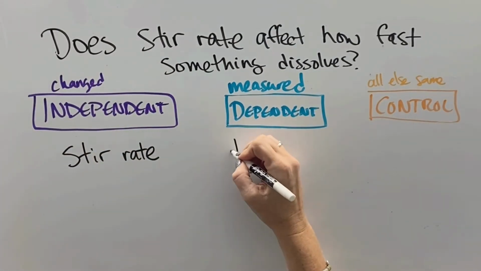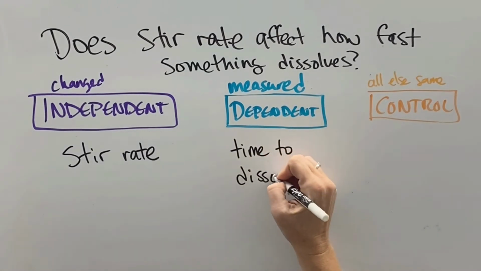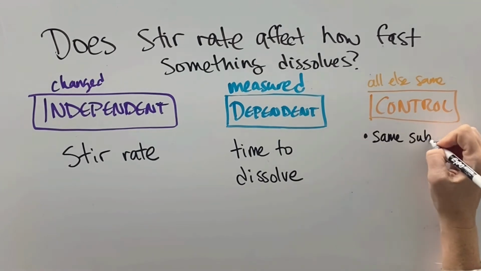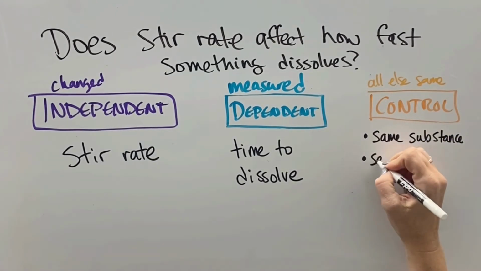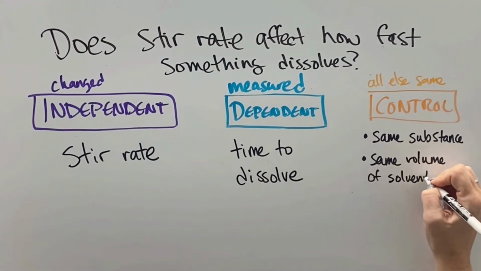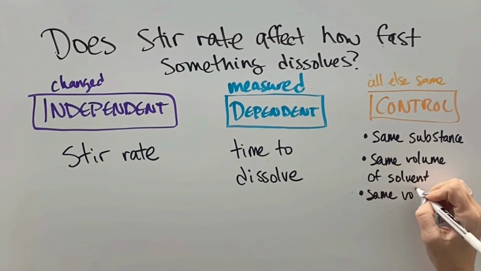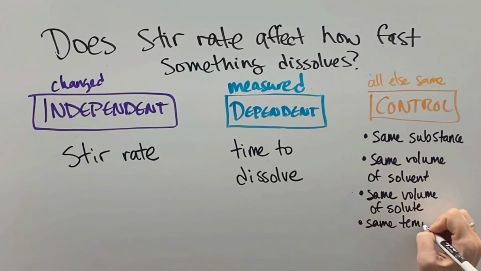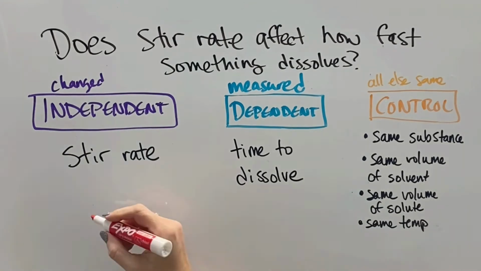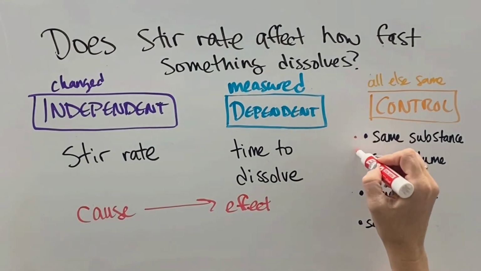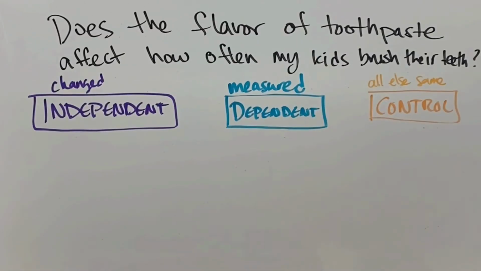If I wanted to know how the stir rate affects how something dissolves, then I'm going to change the stir rate, like fast and slow, and I'm going to measure how long it takes for something to dissolve in that substance. Things that I want to keep the same, I don't want to be using different substances, like salt slow and sugar fast. I want to make sure that the amount of the substance and the amount of the solvent are kept the same, and the temperature is the same as well.